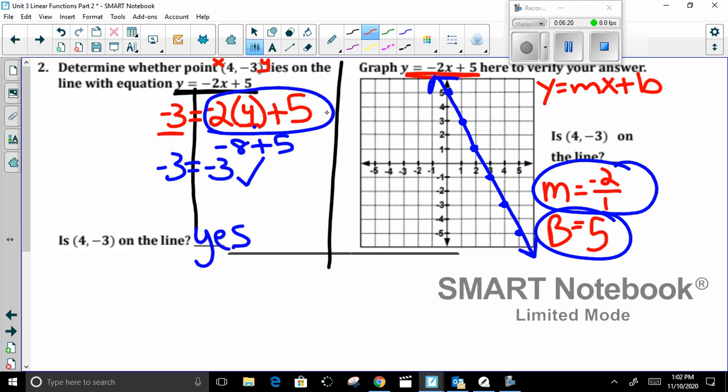Put arrows on the end to show that that line keeps going and going. Let's check. Now that I've graphed it, check. Do I see this point on that line? Remember, that's x and then y. So x is 4, y is -3. Yep, I am on the line. So I have proved it algebraically and graphically.